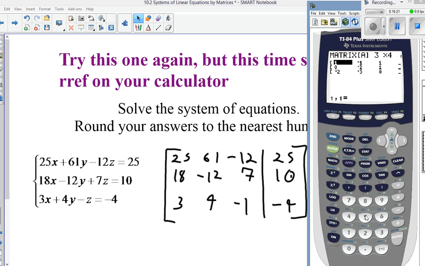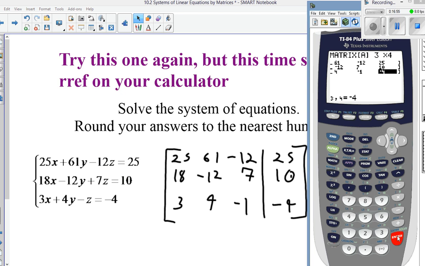So I had 25, it shifts right. So I get 61, negative 12, 25. Second row, 18, negative 12, 7, and 10. Third row, 3, 4, negative 1, and negative 4.